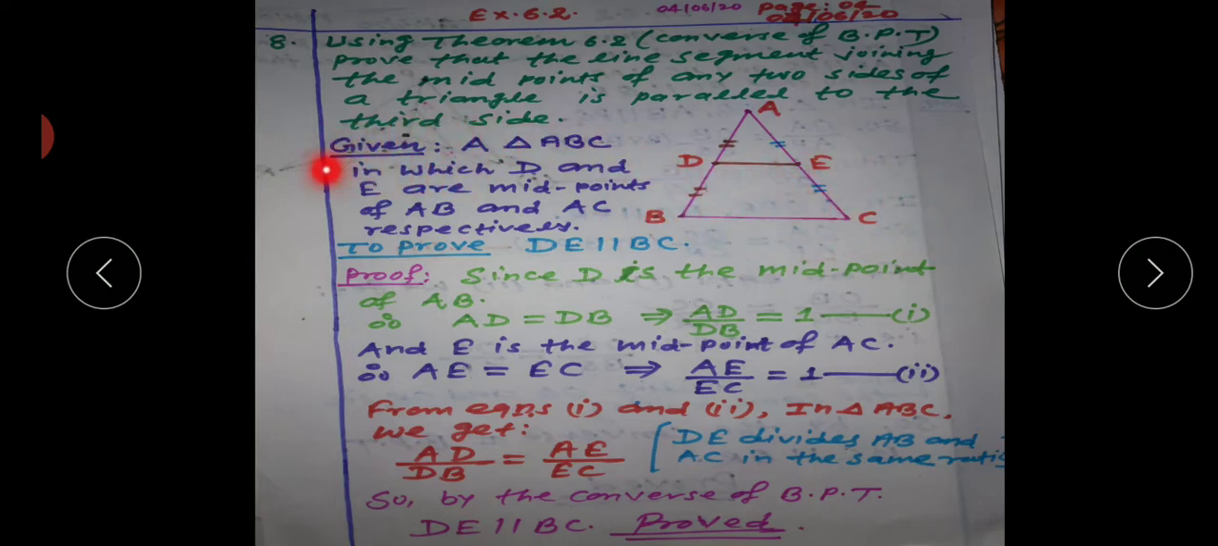So let us write here first what is given. A triangle is given and we have named it triangle ABC, in which D is the midpoint of AB and E is the midpoint of AC respectively. Now we have to prove that this line segment DE is parallel to BC. So by using the converse of Thales theorem we have to prove it.